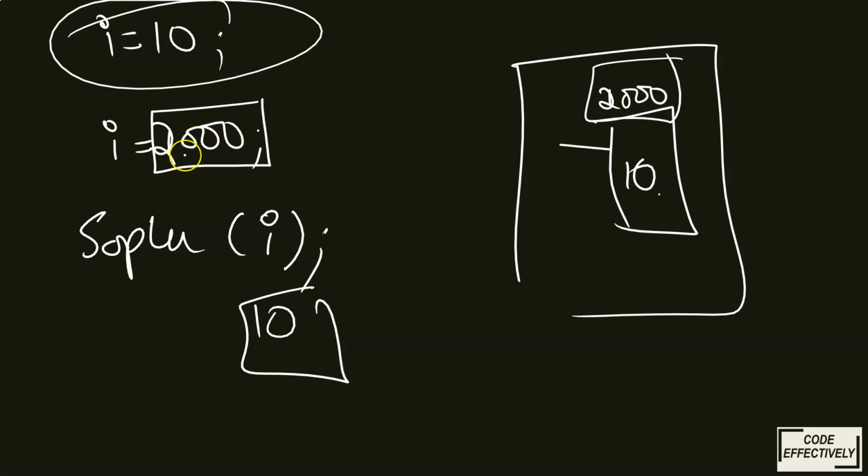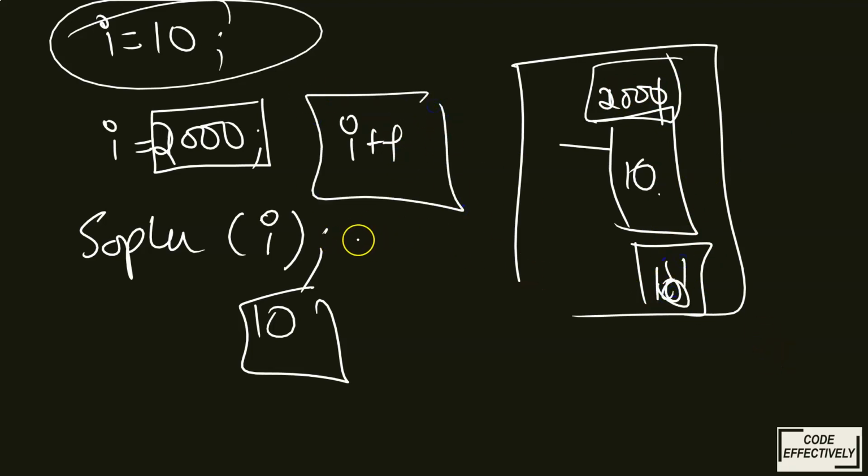Okay, so this is exactly what a variable is, and the value can keep on increasing or decreasing. It can change. If I do I++, what will be the value now? 2001, and the new value of I, that is 11, will be stored at 2001. So this is how the variable values keep on changing.